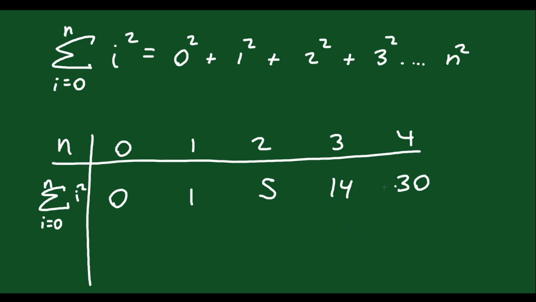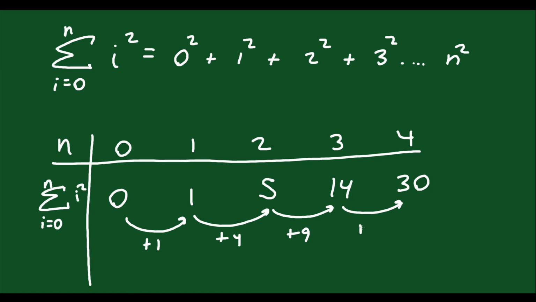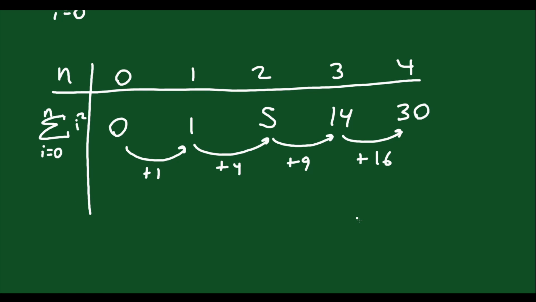And now this really does serve as sort of a table of values, except it's kind of tipped on its side. And we can ask ourselves, what's the first difference here? From this term to this term, you're adding 1. From this term to this term, you're adding 4. From here to here, you're adding 9. From here to here, you're adding 16. And because these first differences are all different, this is not a linear function.